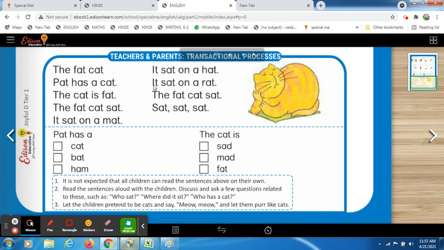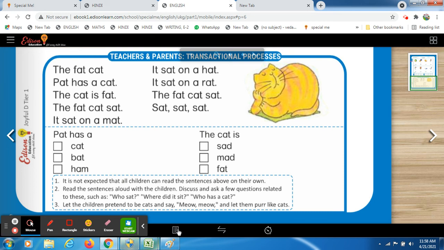Again, you have to start from here. It sat on a rat. Now, it sat on a rat. The, f for fat, c for cat, sat. The fat cat sat. So s-a-t, sat. That means jo fat cat hai wo baithi hi hui hai aur baithi rahegi, right? So students, in this passage we are talking about this cat. This cat is very fat. And who has that cat? The boy named Pat, right? So you have to read the whole passage, okay?